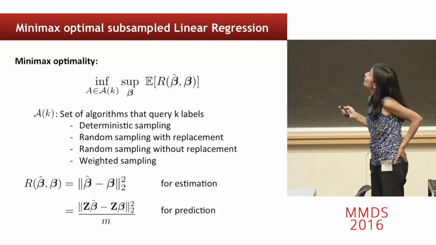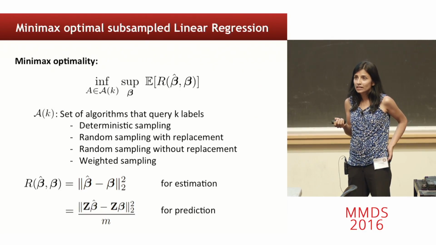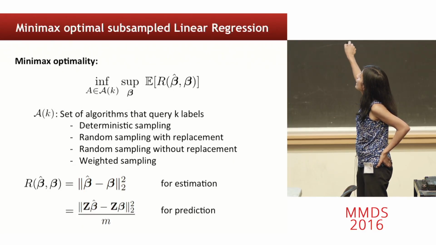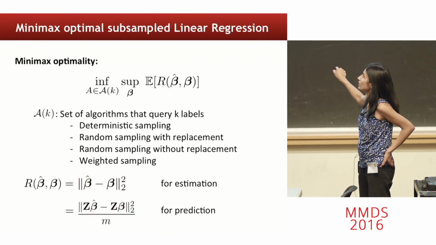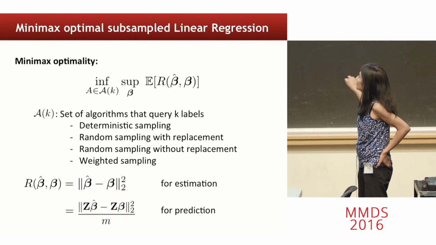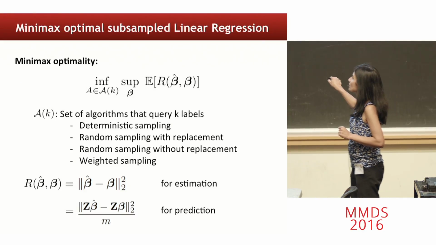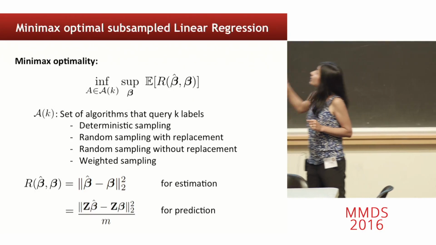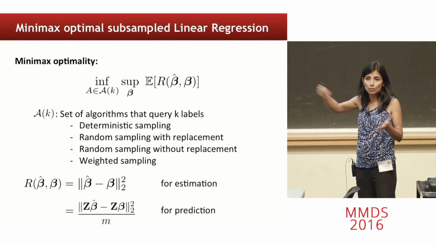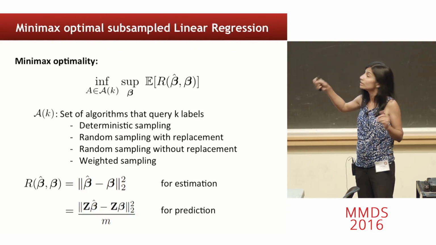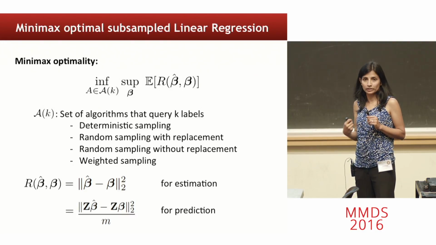All right, so moving forward, let me establish what our goal is: to get to minimax subsampling. By that I mean the following: we look at our expected error. The error, for estimation, will be how far my estimate of beta is from the true beta, and for prediction, it's how far my estimate of the label, which is z beta hat, is from z beta. We are interested in the expected value of the loss function over the worst case over all possible regression coefficients that might occur. And the inf is taken over all algorithms that are allowed to subsample k points.